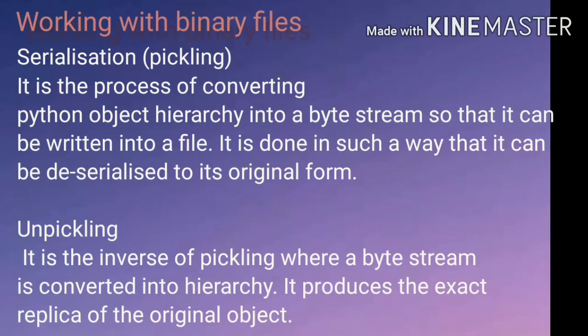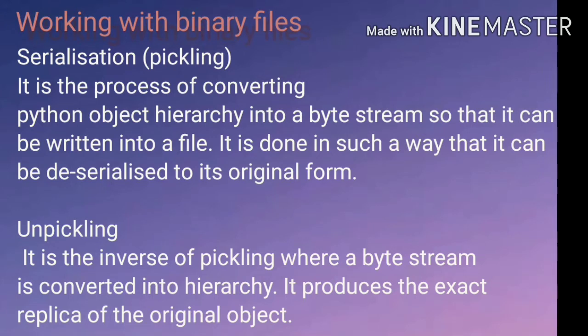As you know, in case of working with binary files we have pickling and unpickling. These are the two terms which we use in binary file. Pickling is called serialization. It means it is a process of converting Python object hierarchy into the byte stream so that the file data can be written. If you want to write some data, we need to input it into the Python object, then send it to the file. In such way, we can go for the pickling.